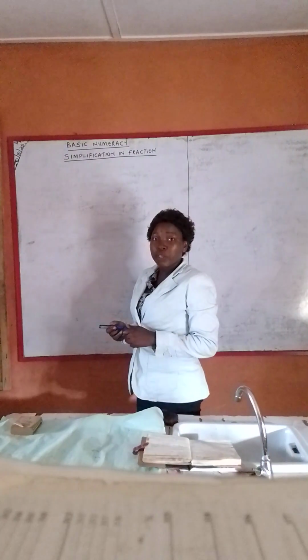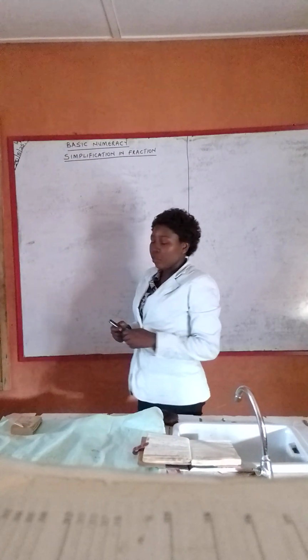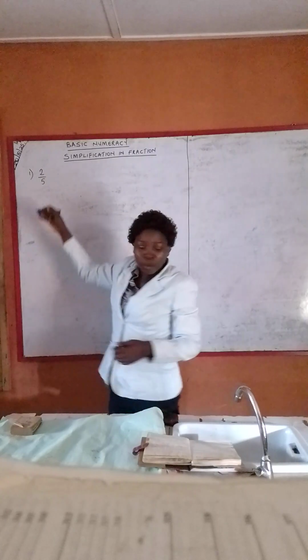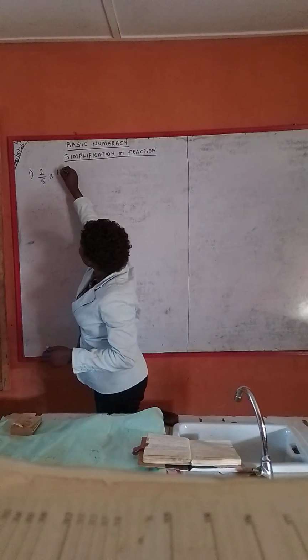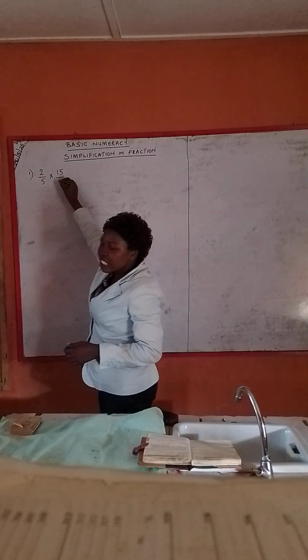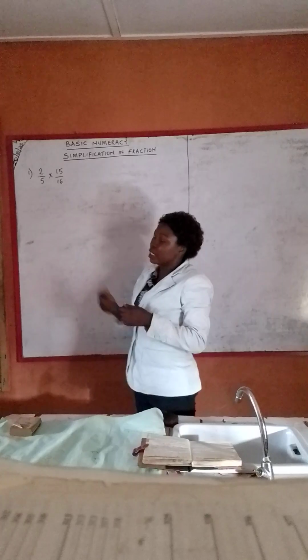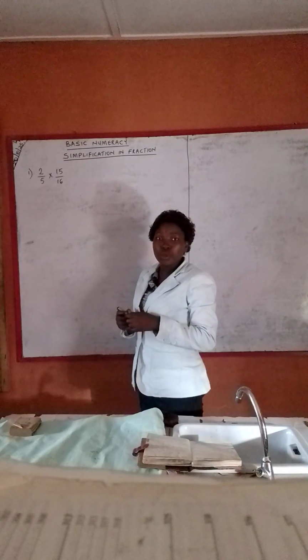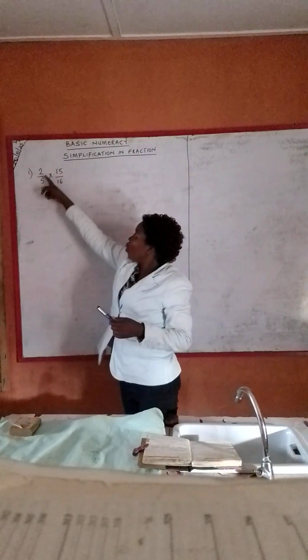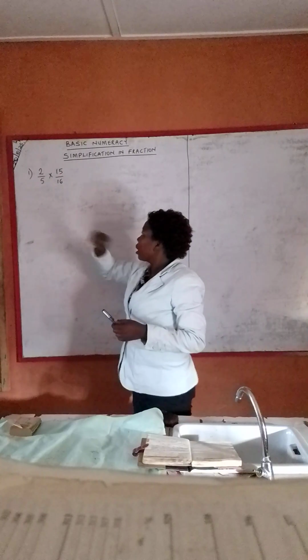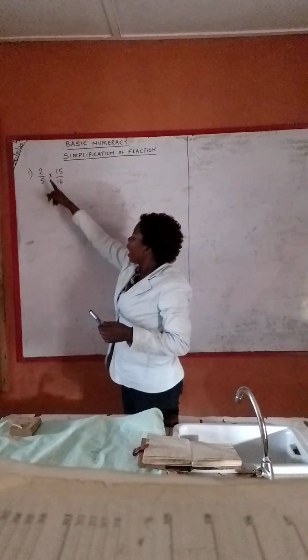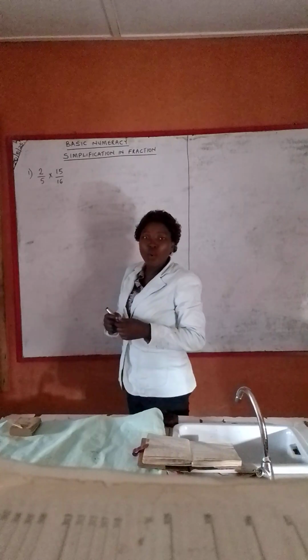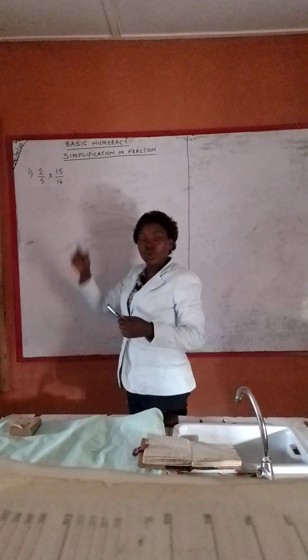Simplification in fraction. For instance, let's pick this as an example: 2 over 5 multiplied by 15 over 16. In a situation like this, all you need to do is to look at the four numbers and check out which one can cut out which.